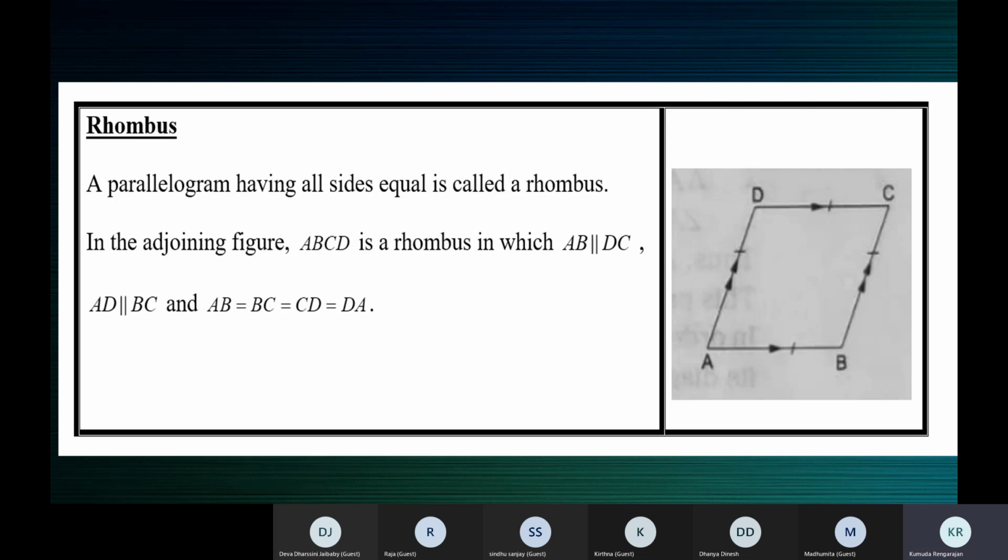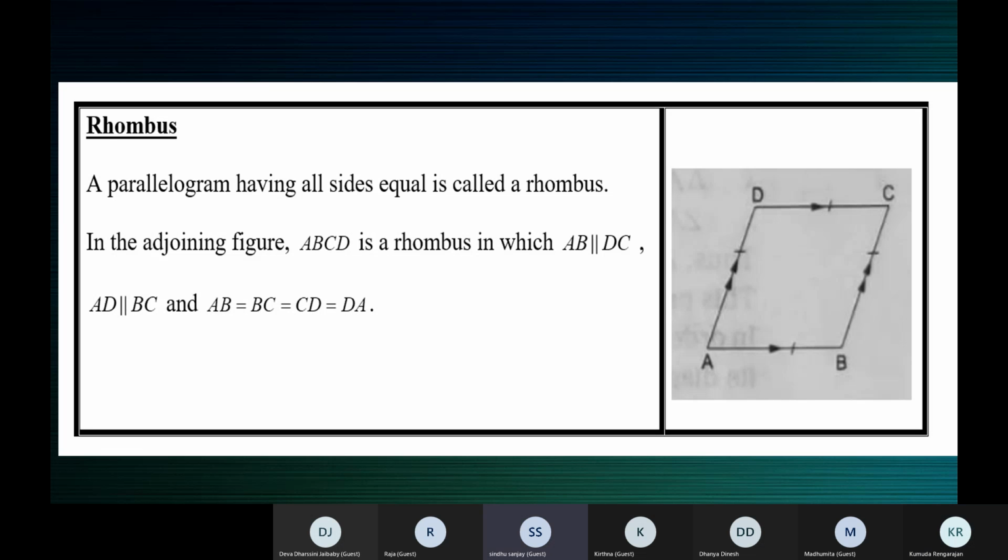Okay, children, all sides are equal in a rhombus. Yes, ma'am. In a rhombus, all the sides are equal. So that is the definition. A parallelogram having all sides equal is a rhombus. Okay, all sides are equal. Opposite angles are equal. Are the opposite angles equal?